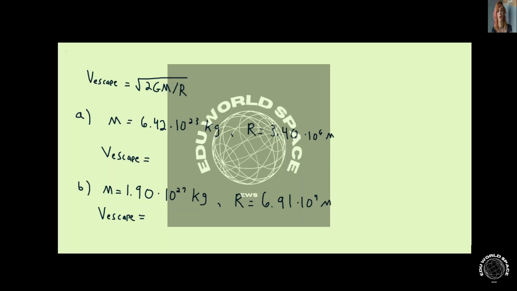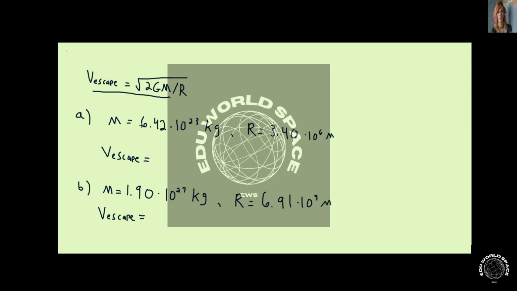We want to find the escape velocity for an object that's on Mars and then one that's on Jupiter. So we saw earlier in the chapter that the escape velocity for any object on any planet is just the square root of 2GM over r, where M here is the mass of the planet and r is the radius of the planet. So part A, we're doing Mars.